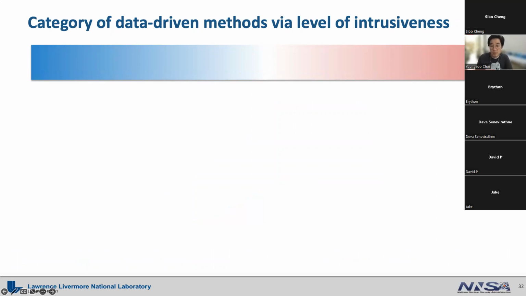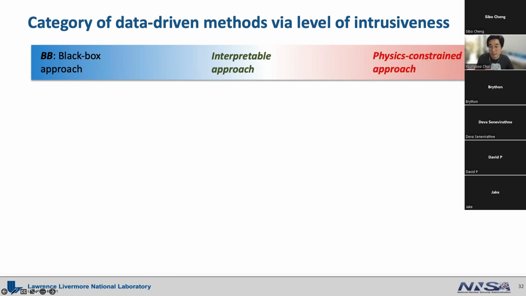Let me conclude the talk with some summary. The data-driven methods for physical simulation can be categorized by their level of intrusiveness. For example, the black box approach, denoted as BB, is the least intrusive method, requiring only data, as I mentioned in the beginning of the talk. Then we can think of more interpretable methods which also use only data, but try to come up with a model that is more understandable or interpretable than the neural network type black box approaches. Then the most intrusive methods, the physics constrained methods, can be the last category.